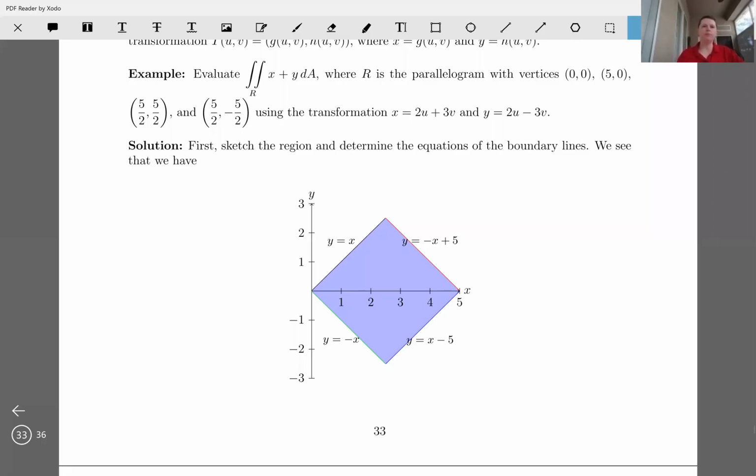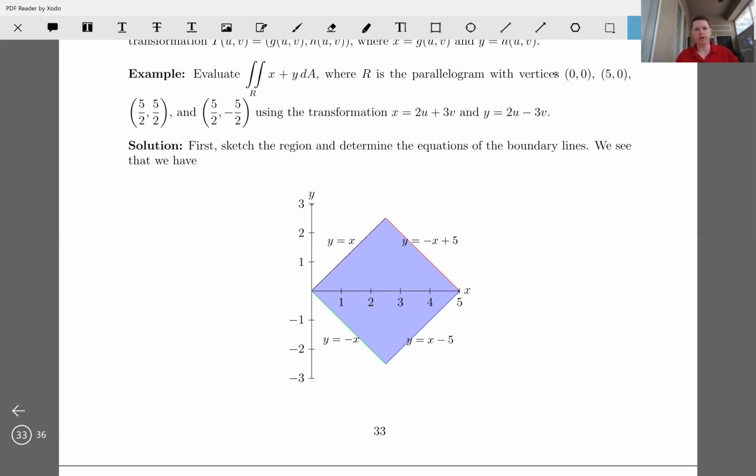All right, I am sure you're excited to see applications of that change of variables formula that we ended the last video with. So we're going to do a couple of examples right now. Let's evaluate the double integral of x plus y dA, where R is the parallelogram whose vertices are (0, 0), (5, 0), (5/2, 5/2), and (5/2, -5/2). And I'm giving you the transformation. So we're going to use x equals 2u plus 3v and y equals 2u minus 3v.